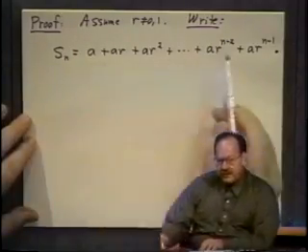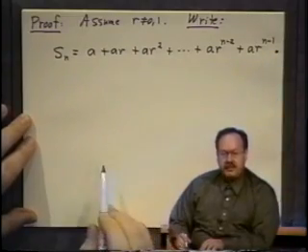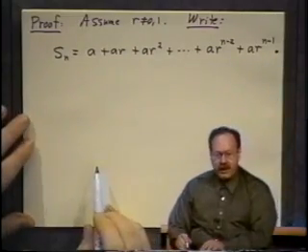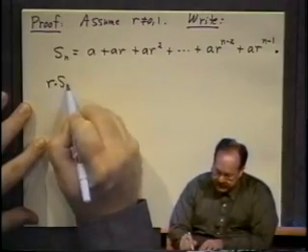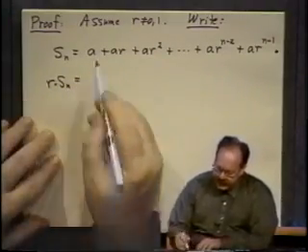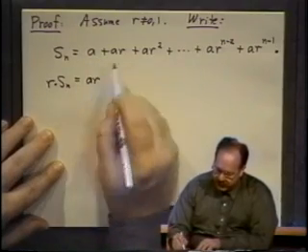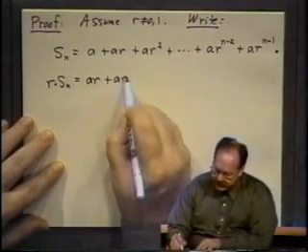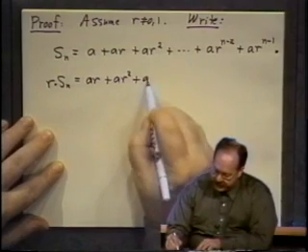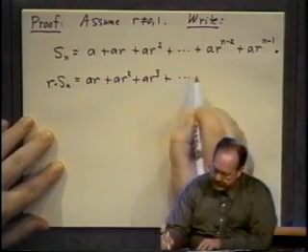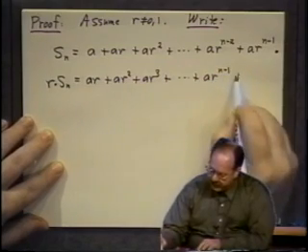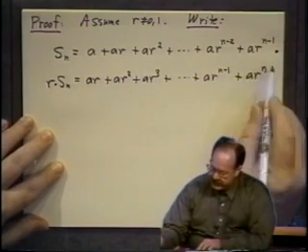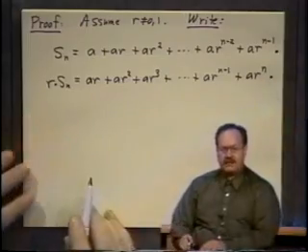Now take this sum, which is a finite number, and multiply it all the way through by r. What happens? On the left, we have r times S sub n, and then a becomes ar, ar becomes ar squared, becomes ar cubed, and so on. This term becomes ar^(n-1) plus ar^n. So everything's gone up by 1.